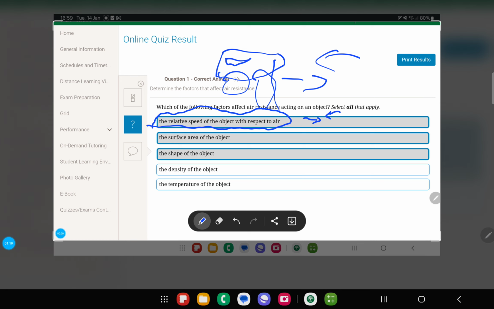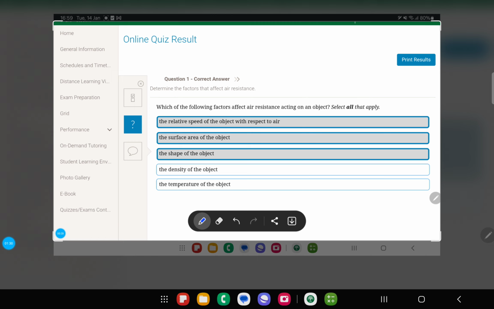Do you get that? Again, the faster you go, the stronger the air resistance. The slower you go, the weaker the air resistance. That's it. Okay, now for the second one, surface area of the object.